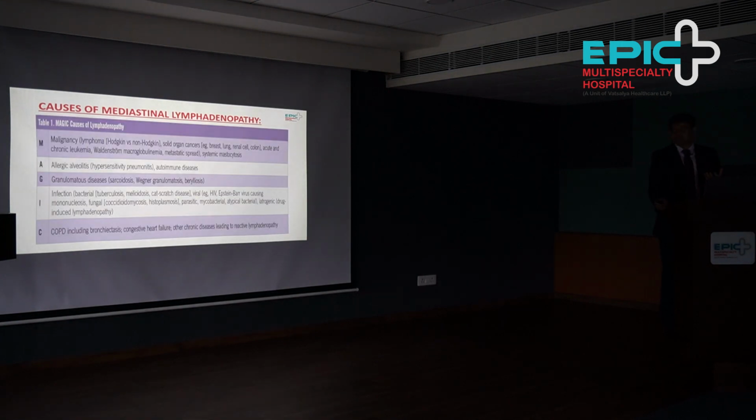But what are the causes of this mediastinal lymphadenopathy? We can memorize them with a mnemonic called MAGIC. M stands for malignancy, which is the most common cause. A stands for allergic alveolitis as well as autoimmune diseases. G is for granulomatous diseases like sarcoidosis and Wegener's granulomatosis. I is for infection, most commonly tuberculosis as well as fungal pathologies. And C is for reactive lymph nodes associated with comorbid conditions like COPD, pulmonary hypertension, and else.